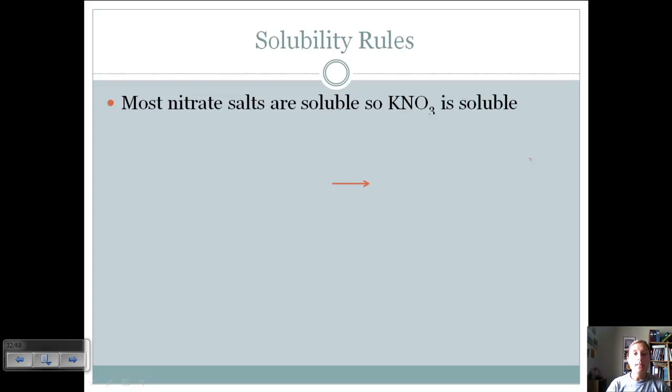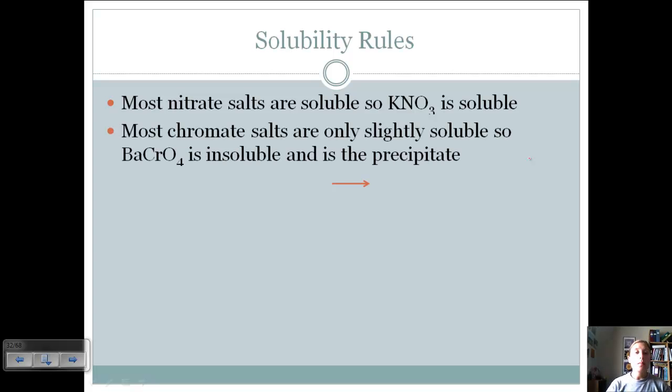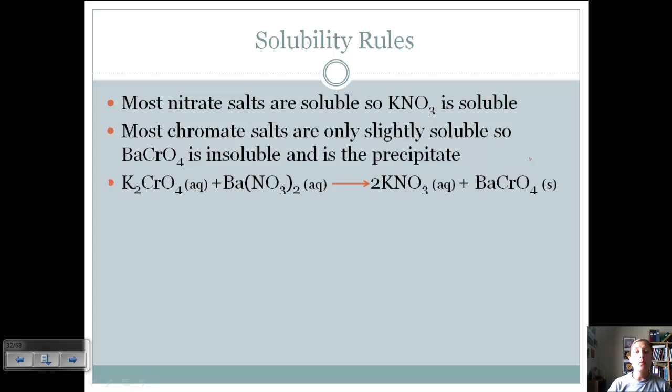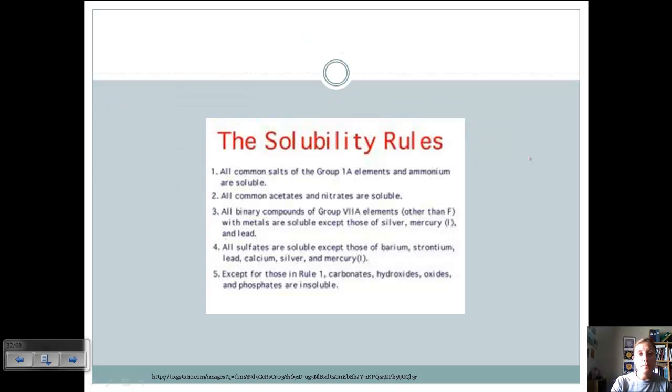Most nitrate salts are soluble, and so our product, potassium nitrate, is going to be soluble. We also know that most chromate salts are only slightly soluble, so we're going to call that insoluble, making barium chromate the precipitate. So when we write our reaction, we've got our potassium chromate plus our barium nitrate, those are both aqueous, and then we've got our two products, our potassium nitrate, which we said was aqueous in this case, and our barium chromate, which is the insoluble compound or the solid. And then we also just balanced it to make sure it was a correctly written chemical equation.